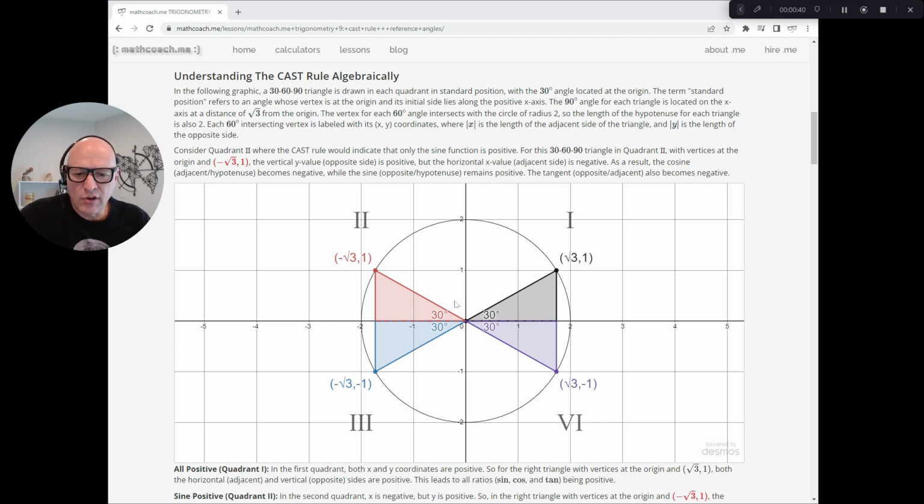And that's the case for all of these. That's why this point here is at positive root 3 on the x-axis and positive 1 on the y-axis. Whereas this 60-degree vertex is at negative root 3 on the x-axis and positive 1 on the y-axis, and so on for my four 30-60-90s in each quadrant.